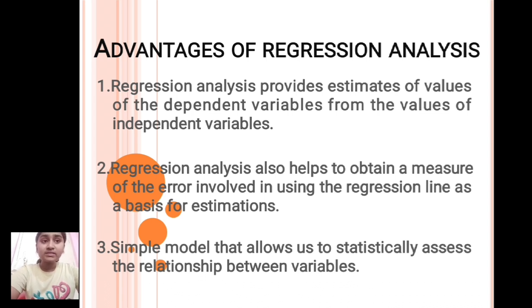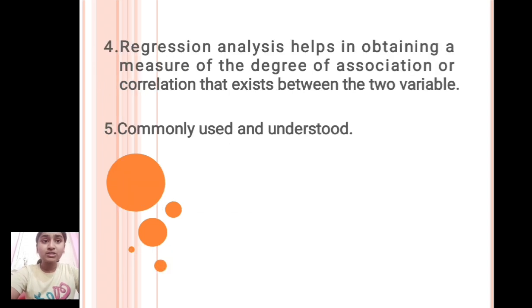And the next topic is advantages of regression analysis. Regression analysis provides estimates of values of the dependent variable from the values of the independent variable. The second one is regression analysis also helps to obtain a measure of the errors involved in using the regression line as a basis for estimations, and it is a simple model that allows us to statistically assess the relationship between the variables. And the fourth one is regression analysis helps in obtaining a measure of the degree of association or correlation that exists between two variables. And the next one is that it is commonly used and understood.